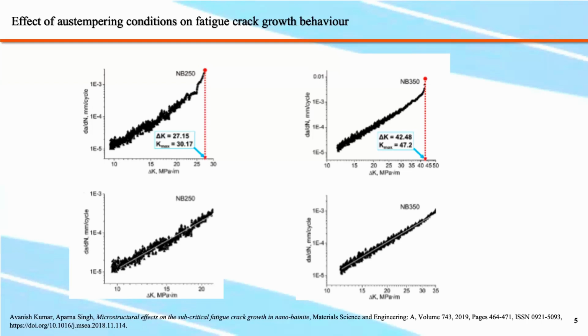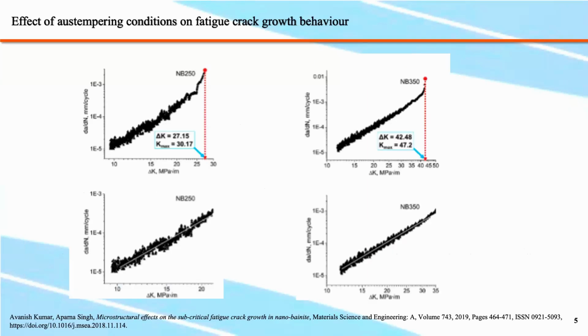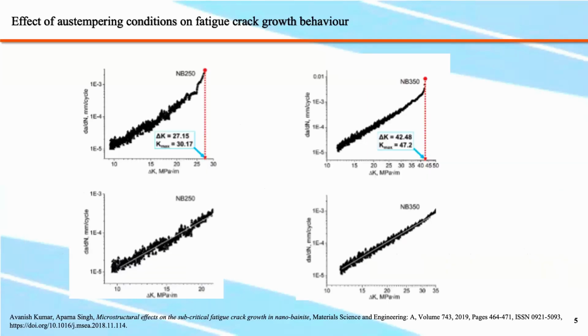And by fitting it with linear regression, they determined the quantities mentioned in this particular expression. So C here is the intercept and M here is the slope. And these values were determined for both the cases of 250 and 350. And it was concluded on the basis of these values as well that there is a higher crack growth for the lower austempered specimen as compared to the higher austempered specimen.